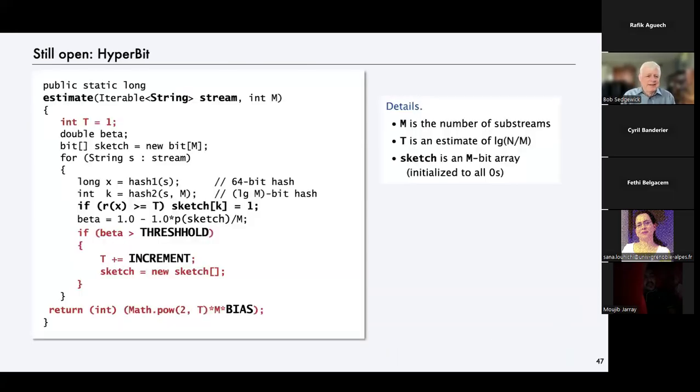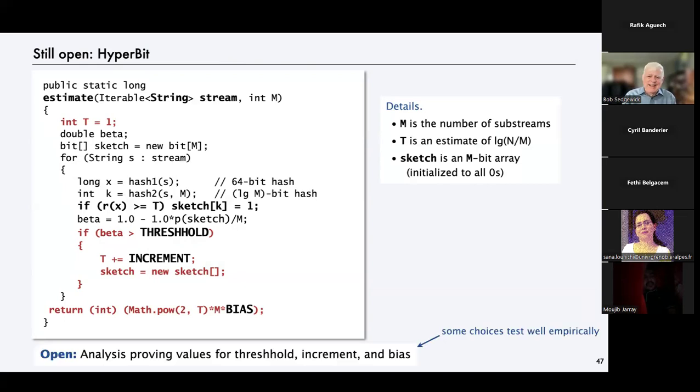I think there still might be a hyperbit out there where you just use 1 bit. I'll still fight on that because there are some choices that seem to test well empirically. So maybe there is a model to cover what happens when you reset the thing, but I don't know. I'll call it still open, but I think it's going to be tough to beat what we have.